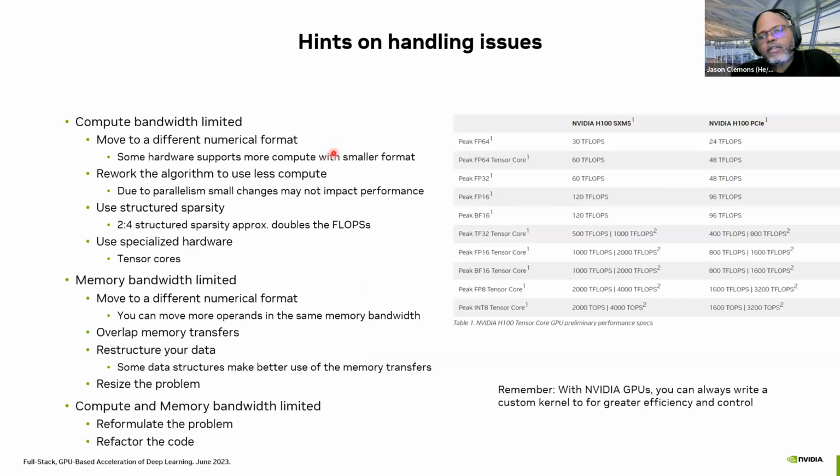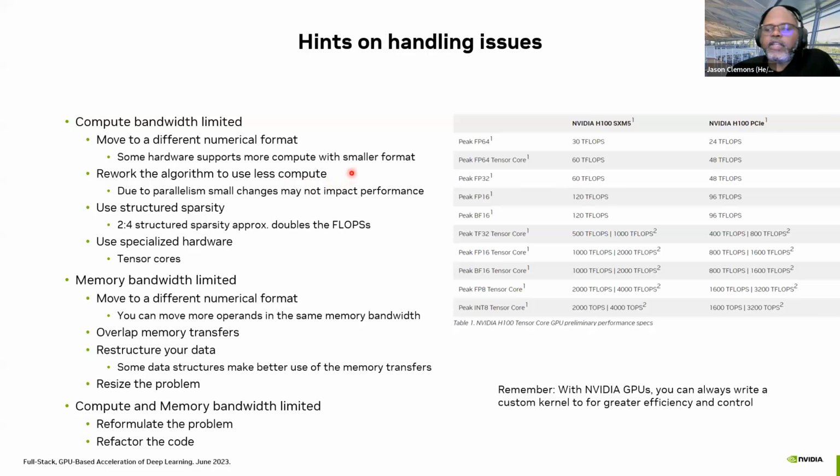So, just a little bit of hints on dealing with some of these issues. I mentioned changing the different data types. You can see here on the right how the amount of compute throughput you get changes as you choose your data types, and even as you move to new hardware, like on the GPU, using the regular SM number of teraflops as opposed to the Tensor Core, which has far more teraflops. So if you're compute bandwidth limited, move to a different numerical format. See if you can run at 8-bit, because as we see here, you get more teraflops out of that.